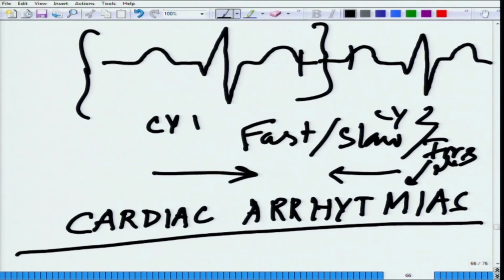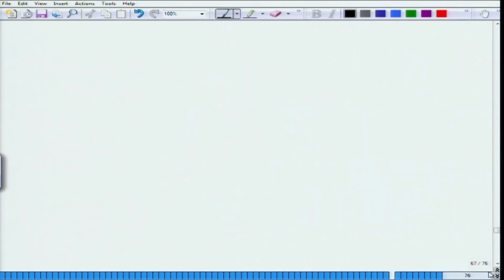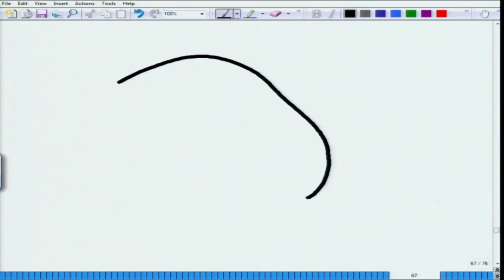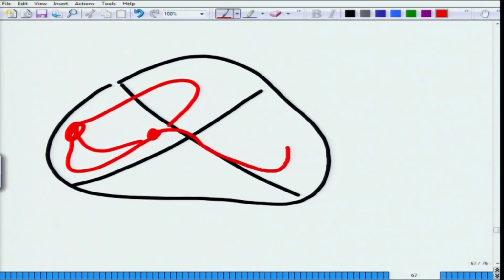One more thing, talking about the PR interval. Generally, whenever the PR is more than 0.25 seconds, there is some kind of a problem. Why is it so? Let us physically understand the process. What exactly is happening? If this is the heart we have, and this is the circuit we are talking about with the AV node, SA node, and Purkinje fiber and everything.